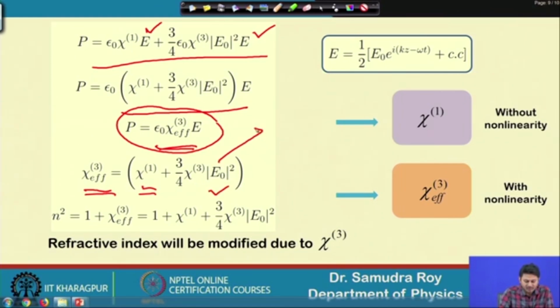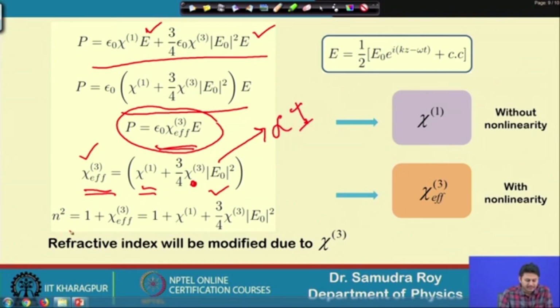This mod of E 0 square, by the way, is directly proportional to the intensity. That means we have some term inside the susceptibility which contains the intensity in it. So, because of the presence of third order nonlinearity here, I can modify the total susceptibility, and this total susceptibility can be modified with this intensity term.